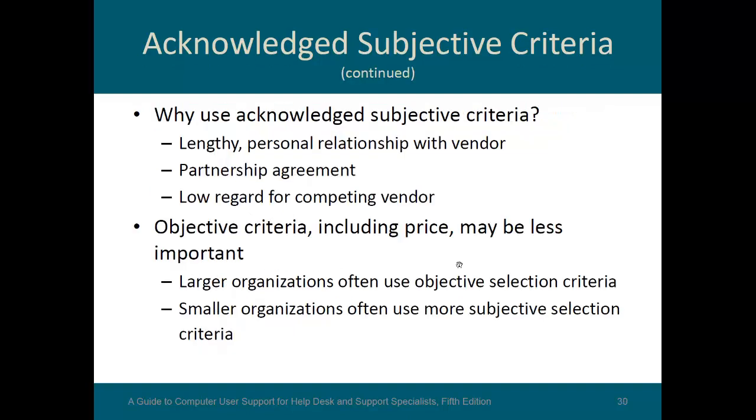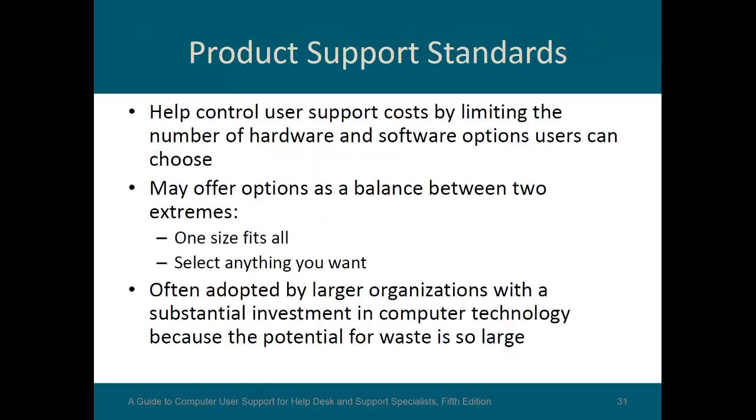Why use acknowledged subjective criteria? Lengthy personal relationships with vendor, partnership agreement, low regard for competing vendors. Objective criteria, including price, may be less important. Larger organizations often use objective selection criteria. Smaller organizations often use more subjective selection criteria. So the larger organizations tend to be less personal, and the smaller ones more personal.